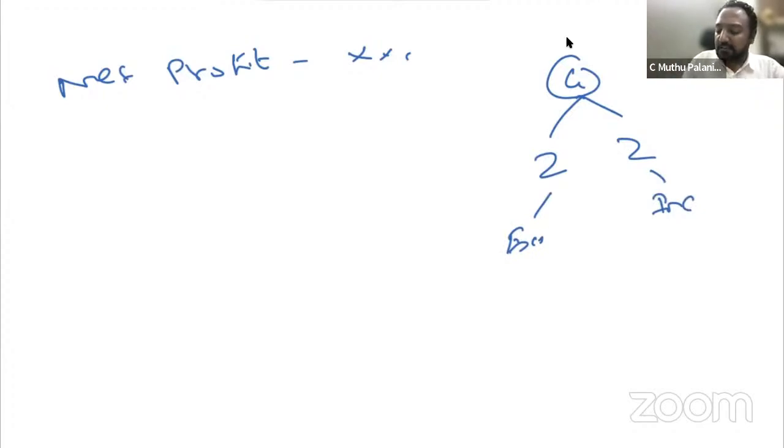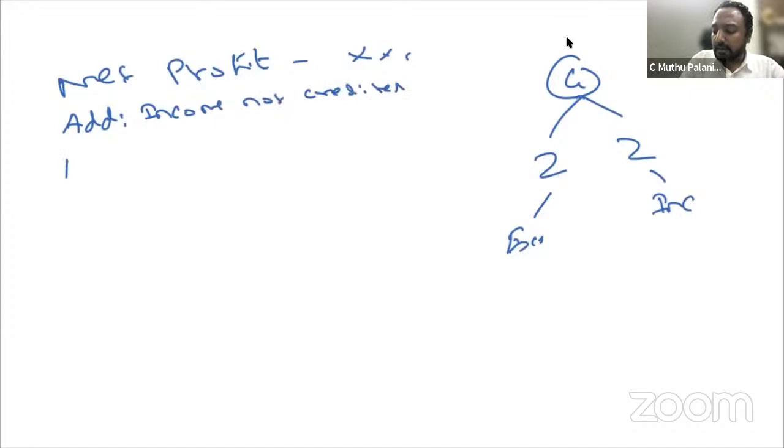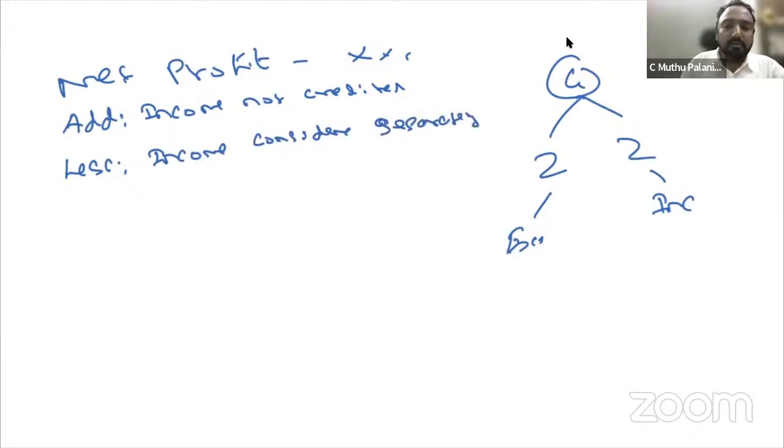So we'll start with the first thing. First, I need to add income not credited. It can be in any order. So I'll add income that is not credited to P&L. Then I will less income considered separately. My handwriting is very poor, so I'm sorry for that. I repeatedly tell you my handwriting is one of the worst handwritings you could ever see.